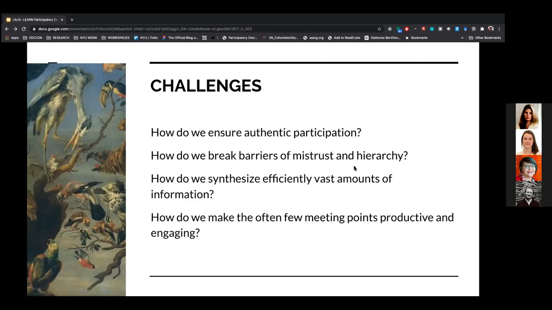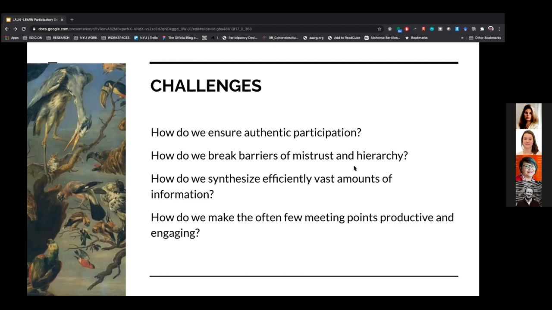Anyway, this is easier said than done, of course, and there are a lot of challenges when we bring stakeholders into our processes. How do we ensure participation is authentic? How do we create a ground where hierarchies are dealt with? How do we create trust? If I'm a professor trying to work with a student, there's always some antagonism there. How do we synthesize the information that comes from these processes? You create a workshop, you record the data, and then you have mountains of data to deal with when you're creating your designs. How do we parse that in an efficient manner?